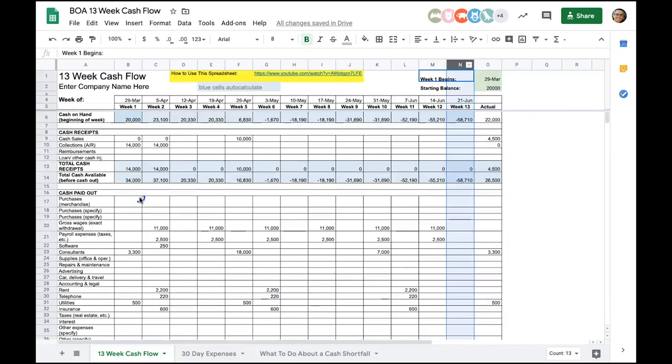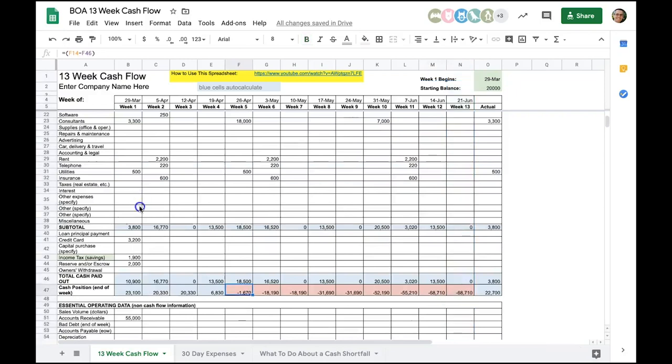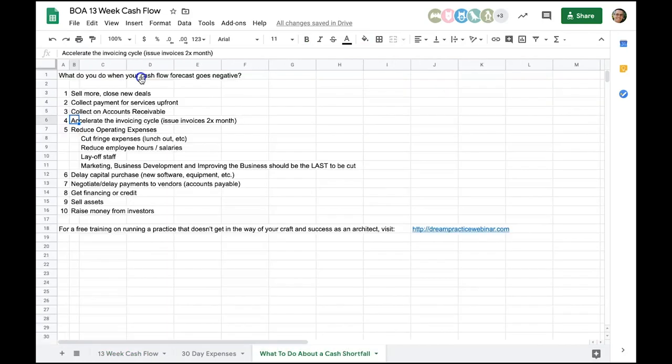Now, in the situation where you see a cash shortfall, right? If you see these negative numbers down here, if it turns red, this is a problem. This means you're going to run out of oxygen soon. And so here's what to do in a cash shortfall. I have 10 different suggestions here, right? Number one is to get out there, do some business development, make more sales, close new deals, and make sure you collect that money up front.